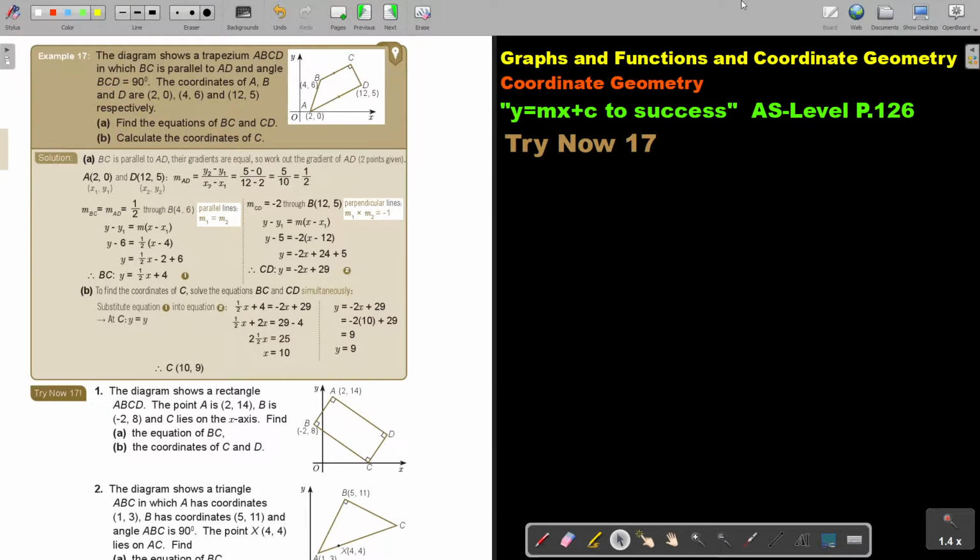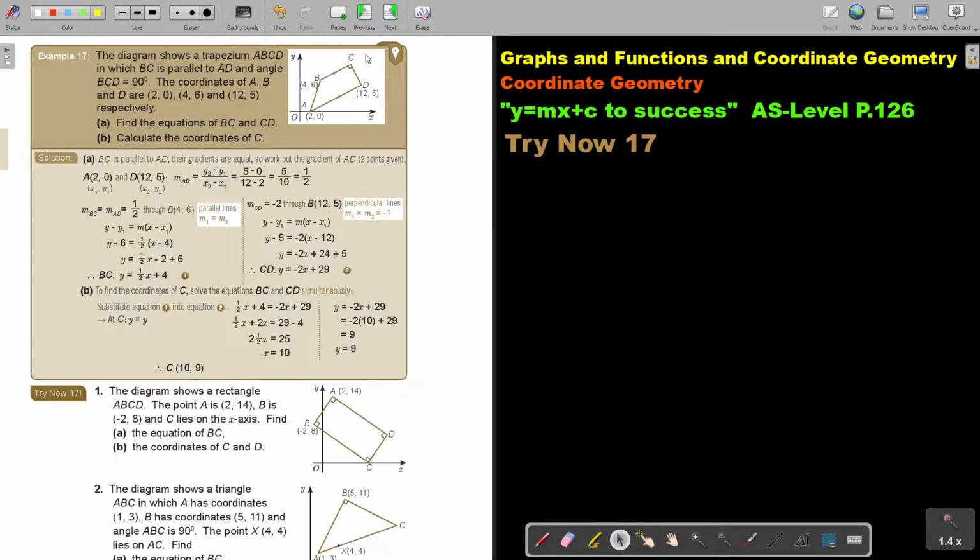In this video, we will continue with coordinate geometry. You will find this on page 126 in the Namibian AS-Level Mathematics textbook, y equals mx+c to success. The diagram shows a trapezium ABCD in which BC is parallel to AD and angle BCD is equal to 90 degrees. The coordinates of A, B, and D are given respectively. Find the equation of BC and CD.